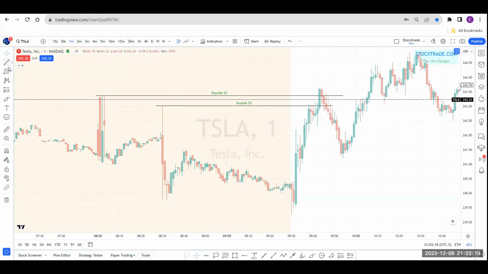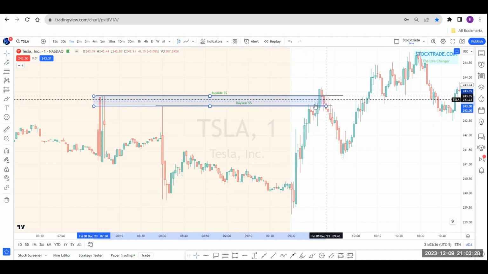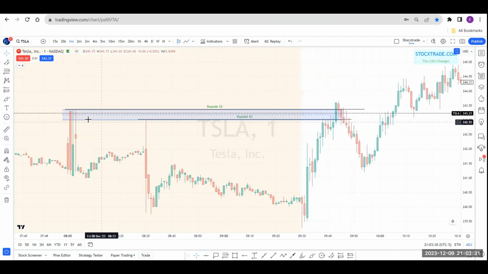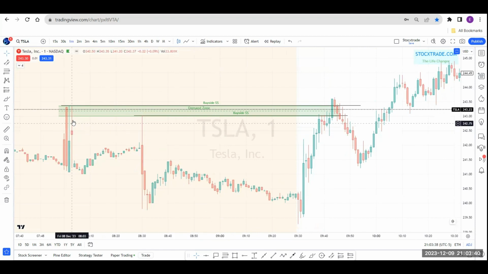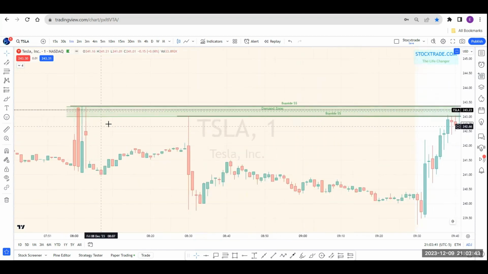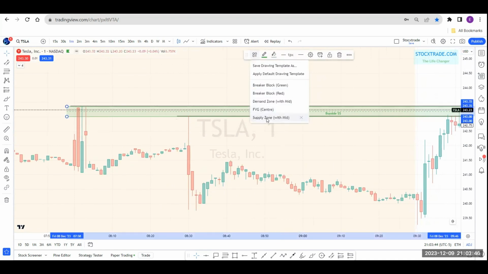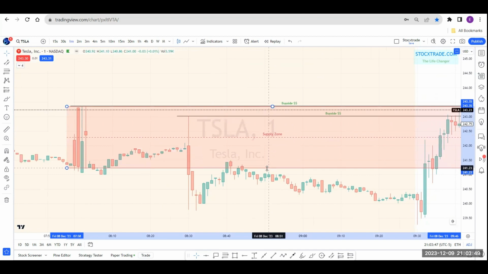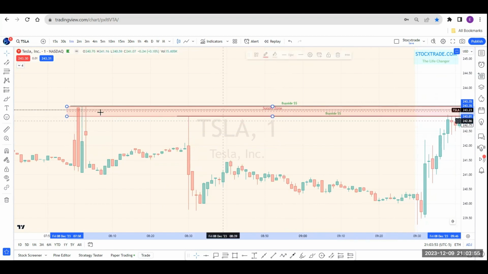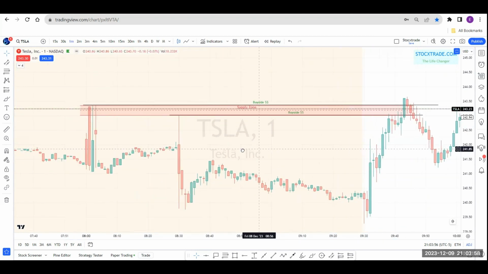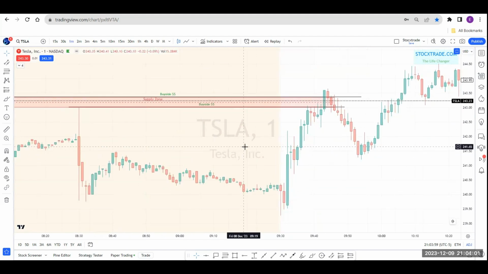Okay. There is another thing. You also have this supply zone. Remember, if you have wicks, you can mark the last wick and the internal wick, and this is your supply zone. You cannot mark this whole candle. If you mark the whole doji candle, what will you have for trade? Nothing. So you mark this supply zone from wick to wick. There are several ways to draw.